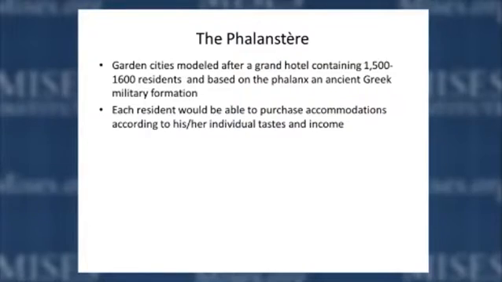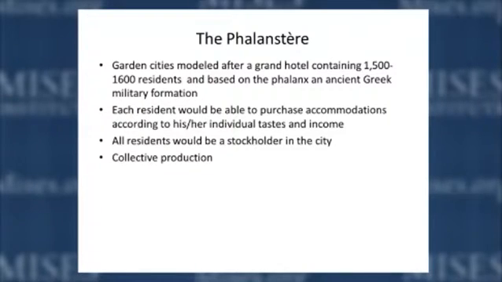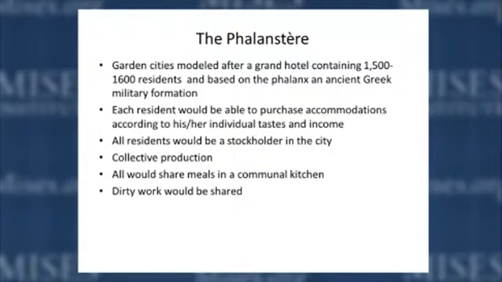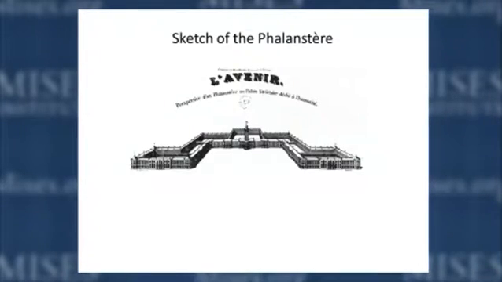Each resident would be able to purchase commodities according to his or her taste and income. So there was still to be money. All residents would be stockholders in the city. There would be collective production. People would produce things together. There wouldn't be competition. All meals would be shared in a communal kitchen. He had very specific ideas about this. And the dirty work would be shared. So people would take turns taking out the garbage, cleaning out the pigsty and the horse stables, and whatever else he had in mind. That's a drawing of it.